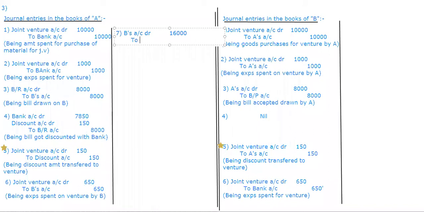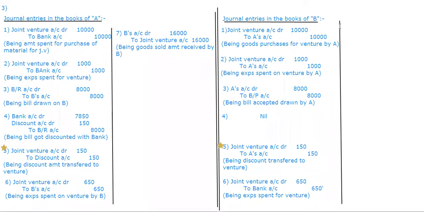To, again we'll transfer to the joint venture only, no? So joint venture account, which is 16,000. What we'll write here? Being sold amount received by B. Now same entry should come here also, no?